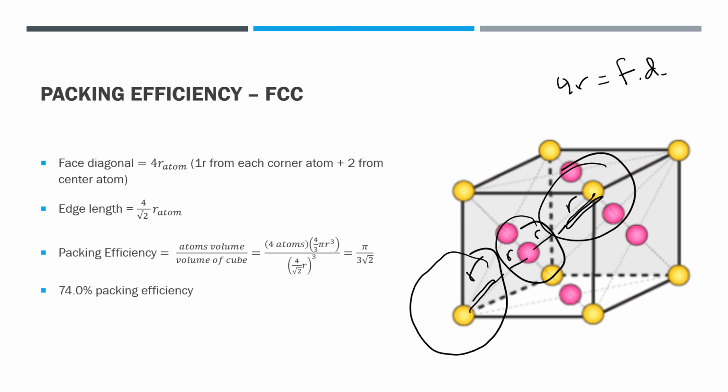And again, by Pythagoras, we know that that means that the edge length of the cube is equal to 4 times the radius of the atom divided by square root of 2. So this is the edge length. And now we do the same exact calculation. Packing efficiency is the atoms' volume in total divided by the edge length cubed, right? So we have 4 over root 2 r cubed on the bottom.